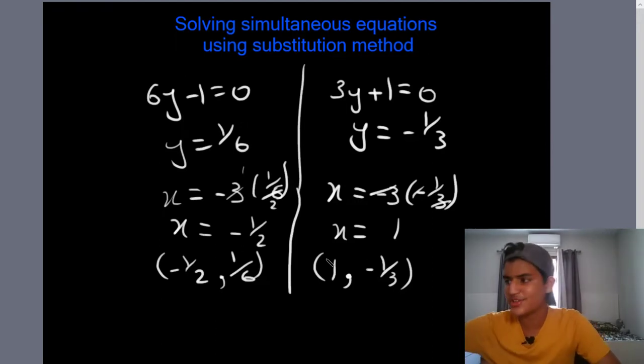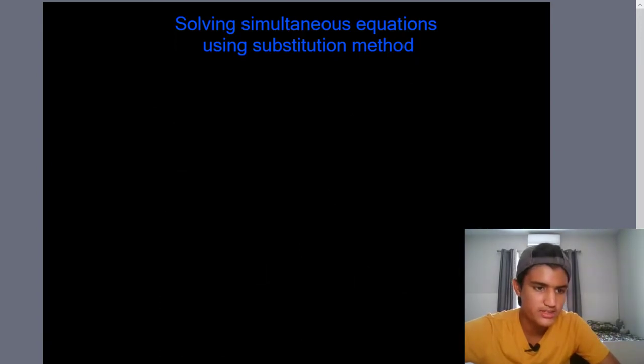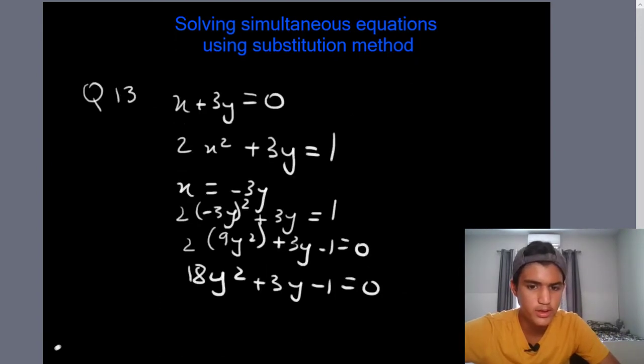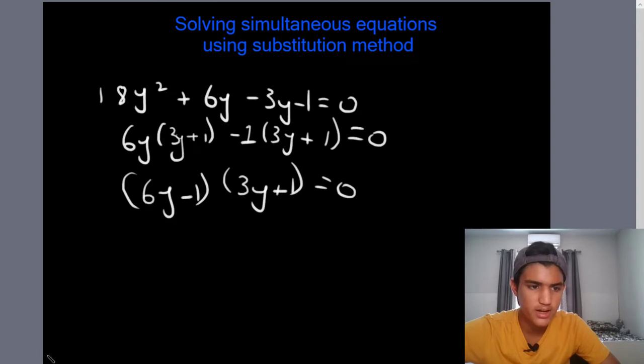And let me just one more time show you all the steps. So this was step 1, making the proper equation. Step 2 was getting the value of y, and step 3 was finding the value of x.